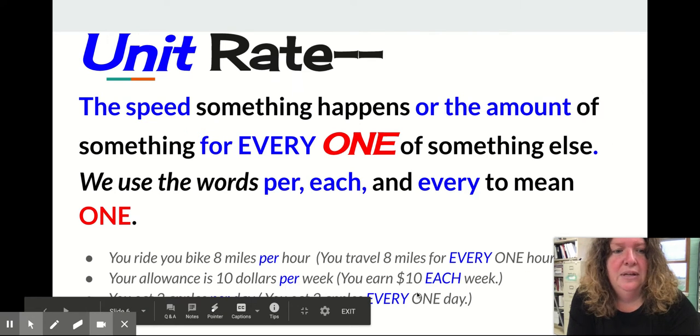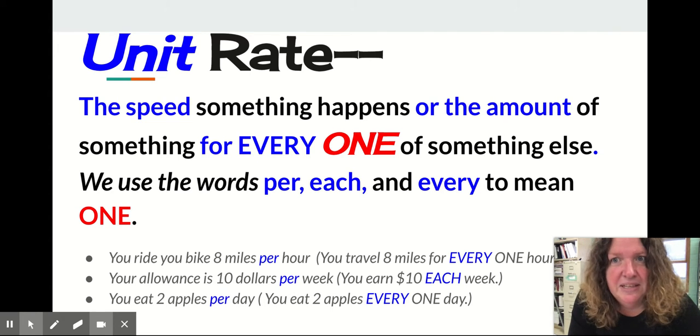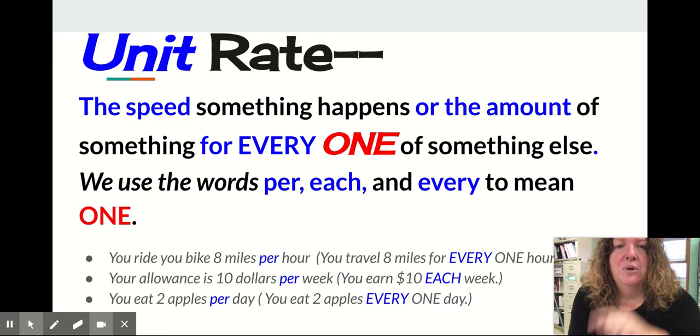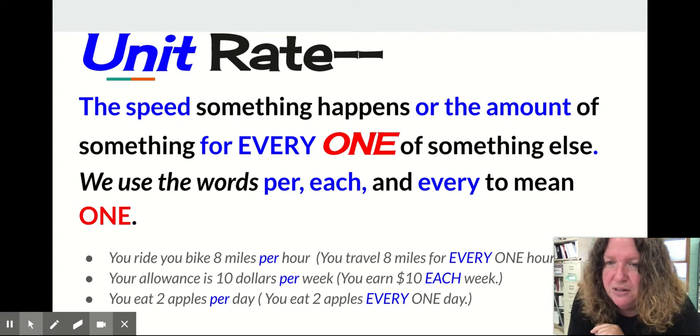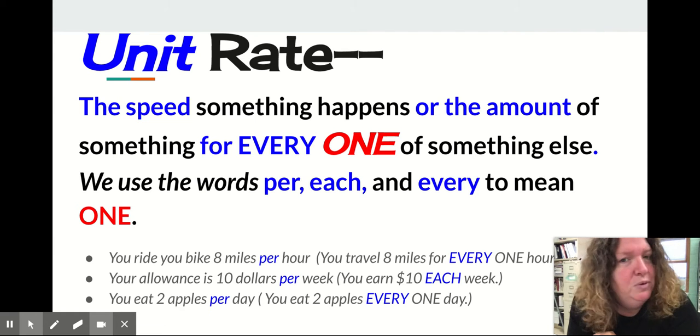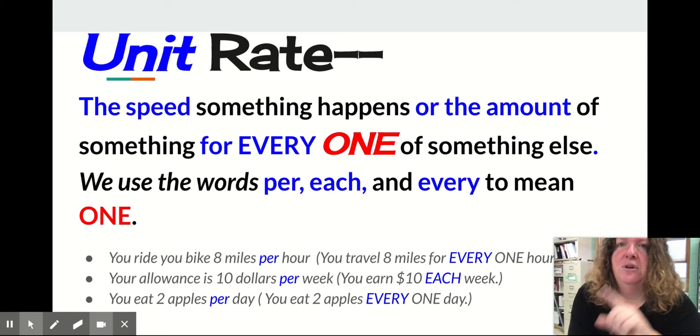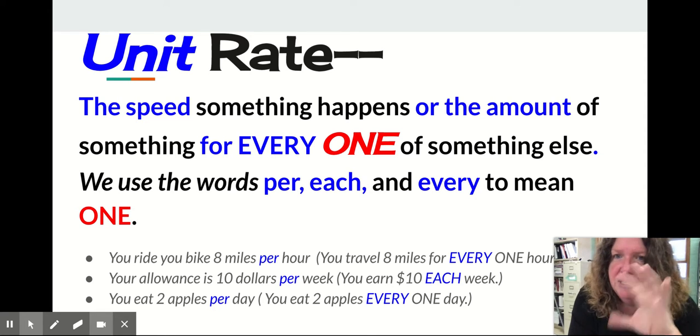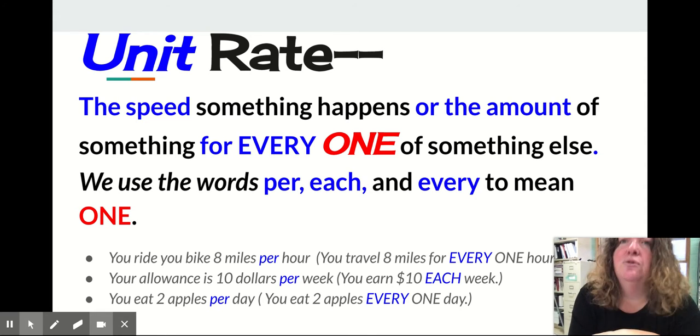That takes us to today's new vocabulary word, which is unit rate. It's again a rate, the speed that something happens, or the amount of something for every one of something else. That's where the unit part comes from. So we use the word per, or each, or every. And when you hear those words, per, each, and every, you're thinking 1 per 1. You ride your bike 8 miles per hour. That means you travel 8 miles for every 1 hour. There's the unit rate. You did something, which was going 8 miles, for every 1 of something, and that's for every 1 hour you rode.